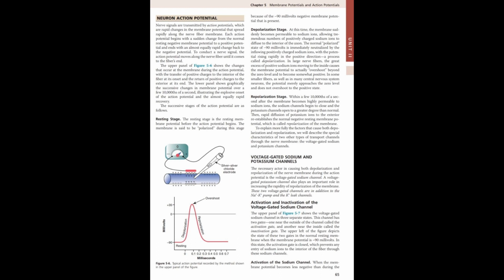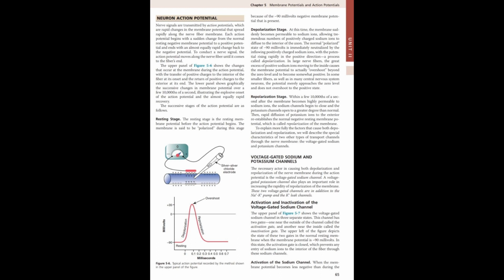In large nerve fibers, the great excess of positive sodium ions moving to the inside causes the membrane potential to actually overshoot beyond the zero level and become somewhat positive. In some smaller fibers, as well as many CNS neurons, the potential merely approaches the zero level and does not overshoot to a positive value. Now, in repolarization, just highlight the fifth line.